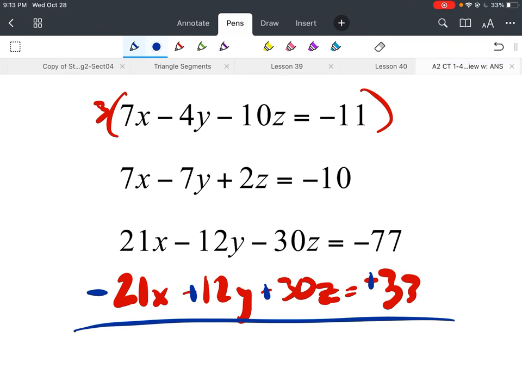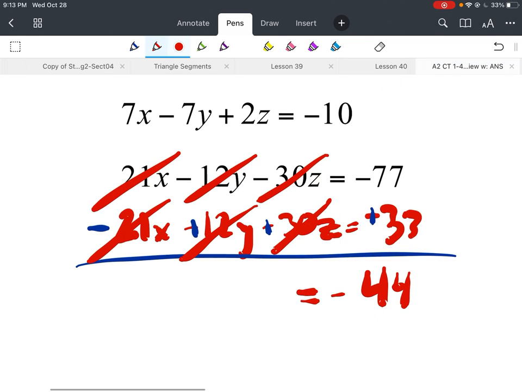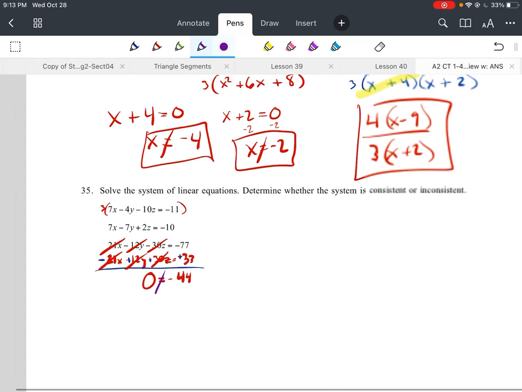And when I add those up, what would happen? Watch what happens here. Bam, bam, bam, bam. Or you could just subtract them in your head. Bam, bam. And then negative 77 and positive 33, that's negative 44, equals, what's left on the left side? 0. So, is it 0 equals 0? No. It is 0 equals negative 4. Is that true? No.